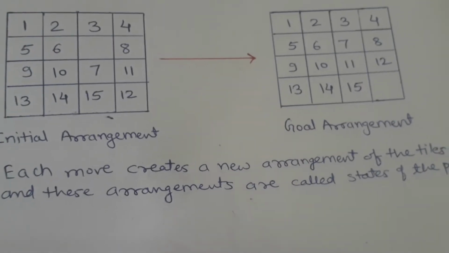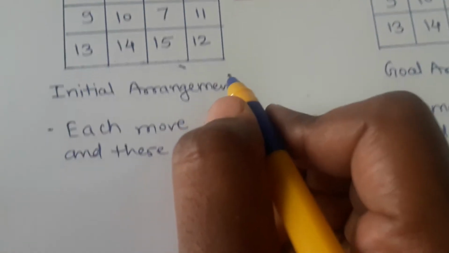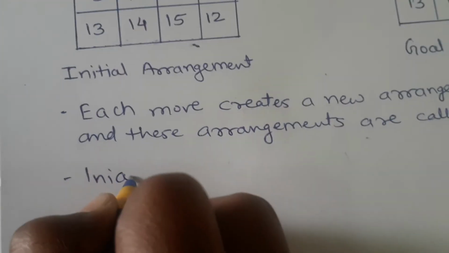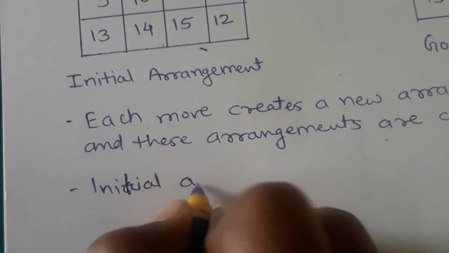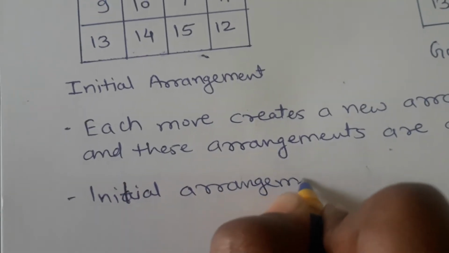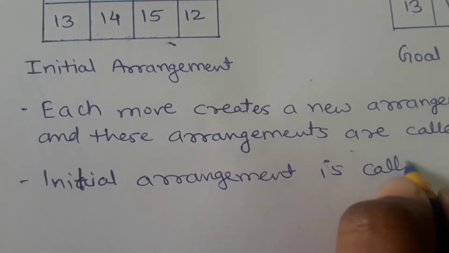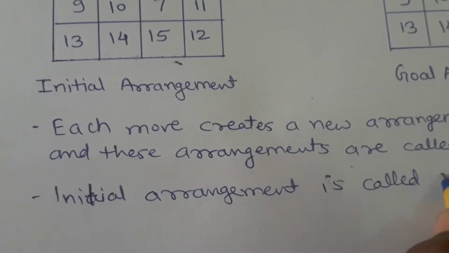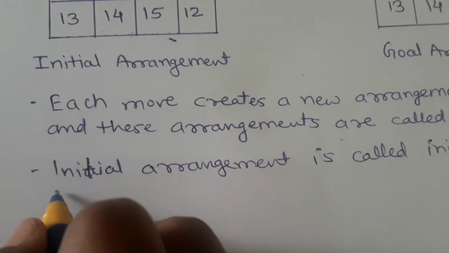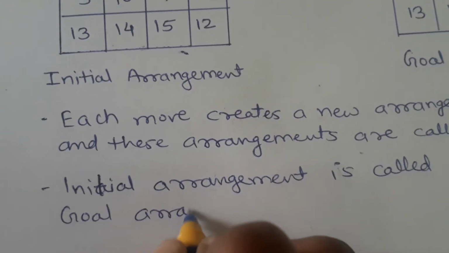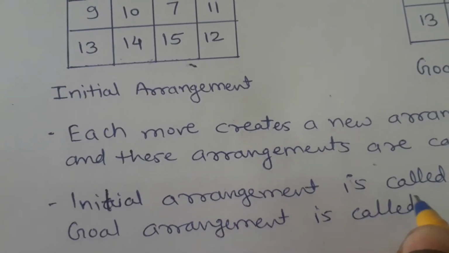The initial arrangement is called the initial state, and the goal arrangement is called the goal state.